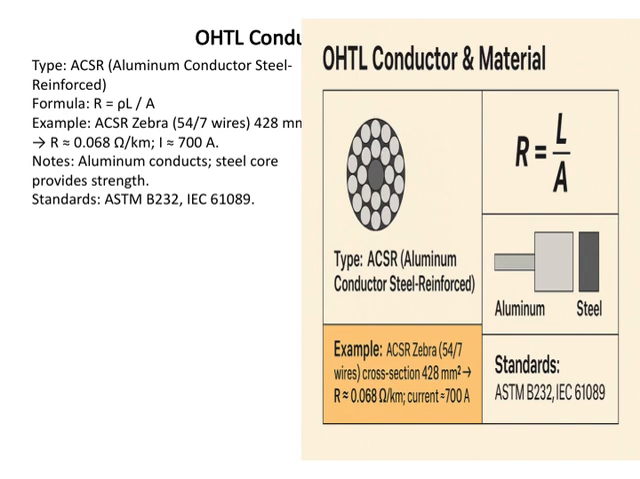It's important to remember that aluminum is the main conductor material because of its good electrical conductivity and lightweight nature. Meanwhile, the steel core offers the necessary strength to support long spans and withstand environmental stresses. Finally, these conductors are manufactured according to standards such as ASTM B232 and IEC 61089, which ensure quality, safety, and performance across various applications. Connecting all these points, we see how the choice of materials and standards directly impacts the efficiency and reliability of overhead transmission lines.